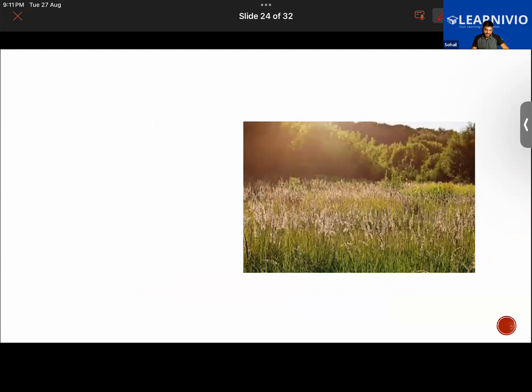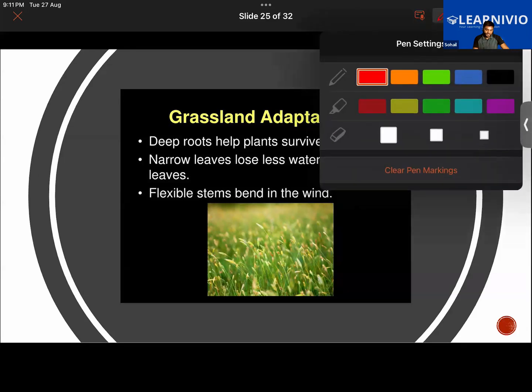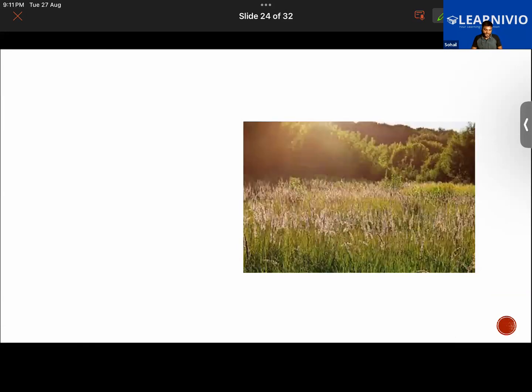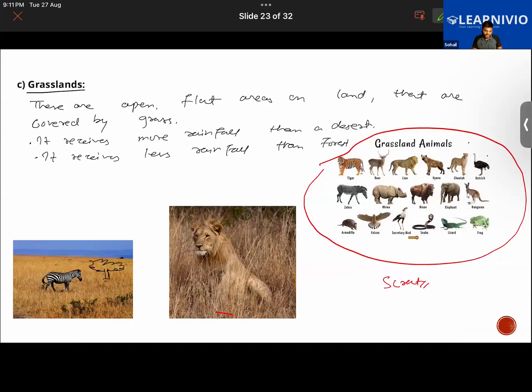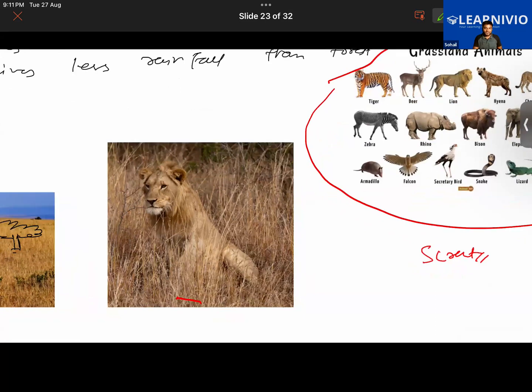Talking about adaptations, how they would be adapted. So the first thing is that the roots of the plants would be very deep. They are so deep that even if there's a fire in the grassland, and fire can be a forest fire, it can be a fire in the grassland also. Think of it like a hot summer day, and all these grasses are dry.